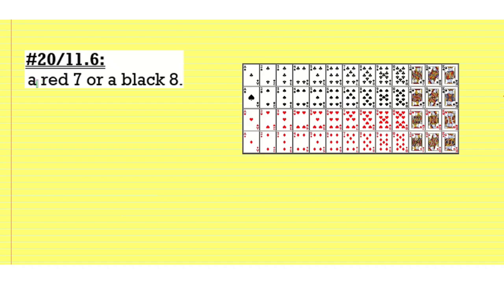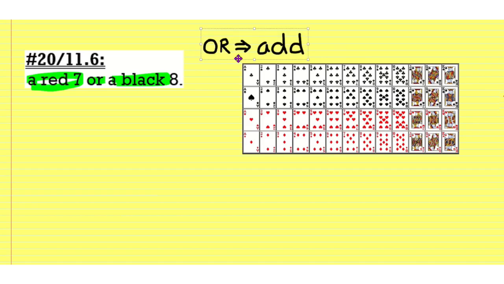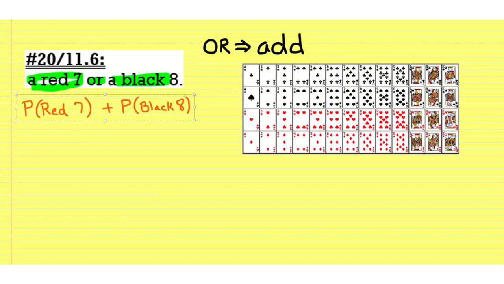Our next problem wants us to find the probability of pulling a red 7 or a black 8 out of our deck of cards. Again, the word or implies that we are going to add the probabilities. So I can rewrite this as the probability of a red 7 plus the probability of a black 8. And again, we're finding parts out of wholes.